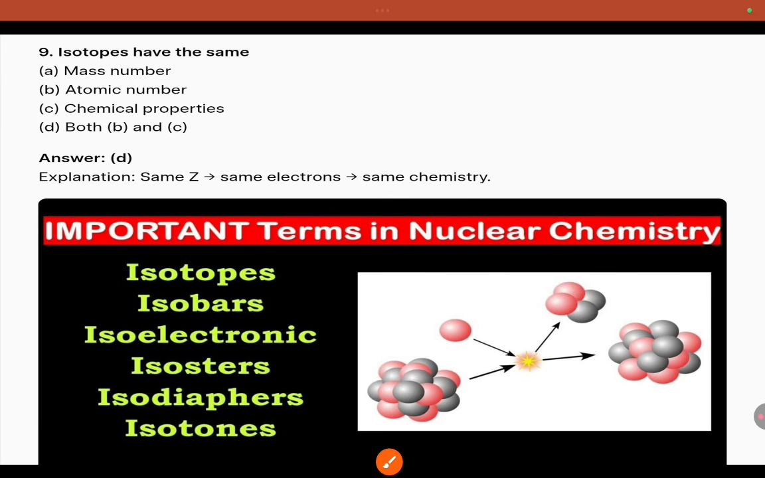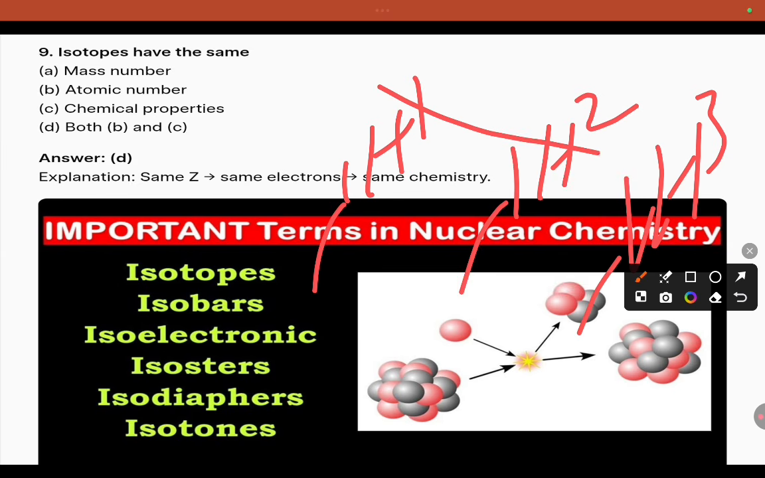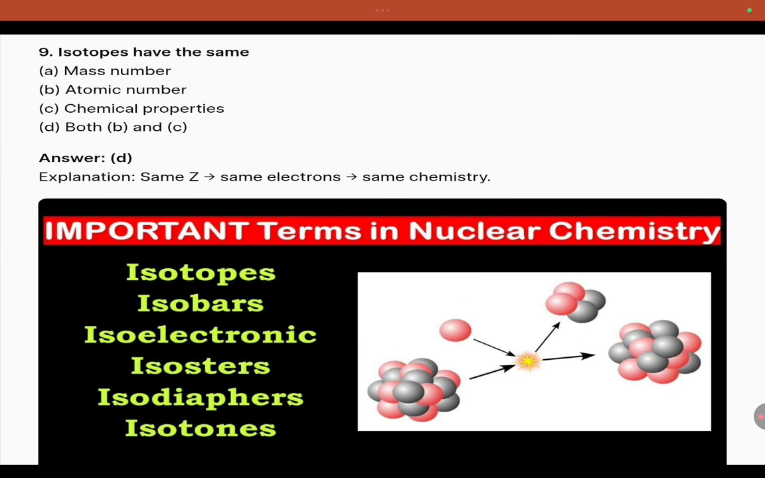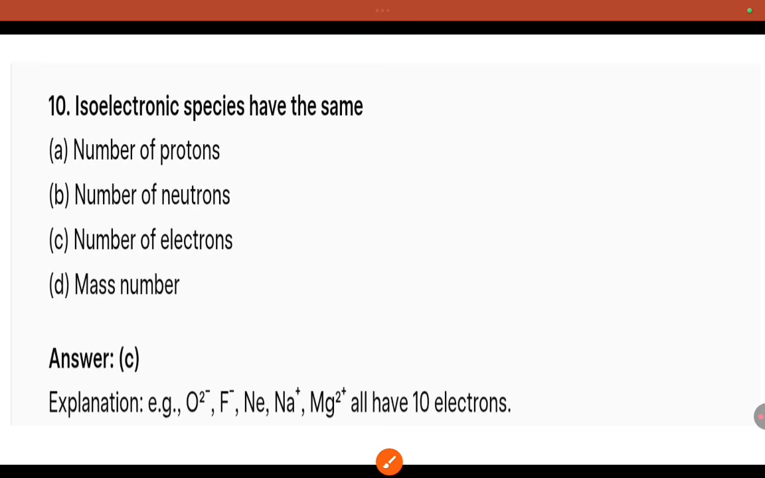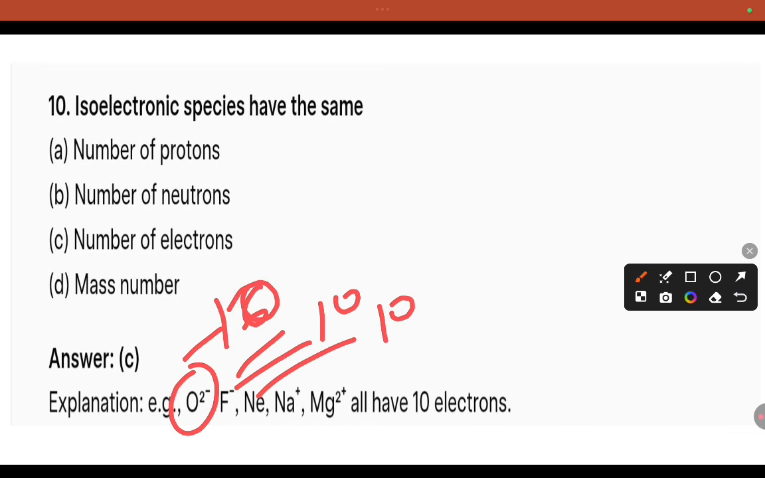Ninth one, isotopes have the same atomic number and different mass number, like 1H1, 1H2, 1H3. Same atomic number, different mass number. Isoelectronic species have the same number of electrons, like this is 10, this is 10, this is 10, so they have 10 electrons.